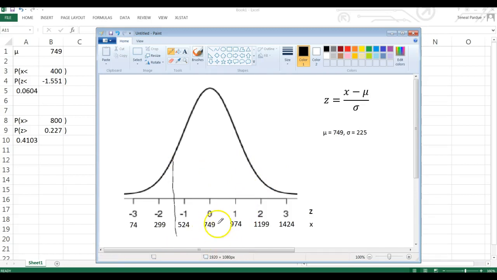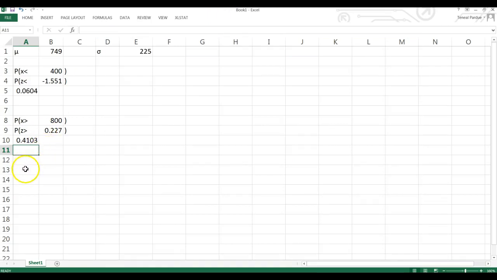So 749, so it looks like 800 would be right about here, so 800 on the X is right about where a Z of 0.227 would be. So that's part B.